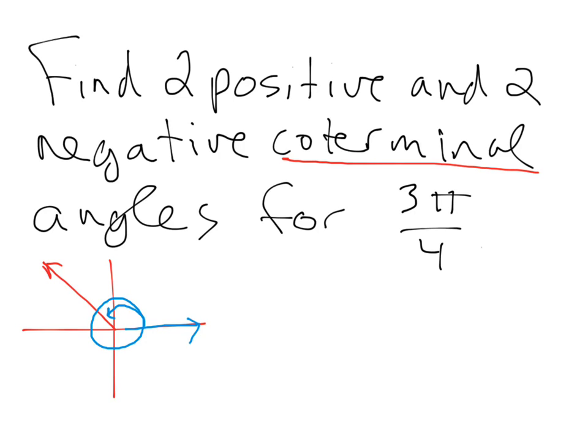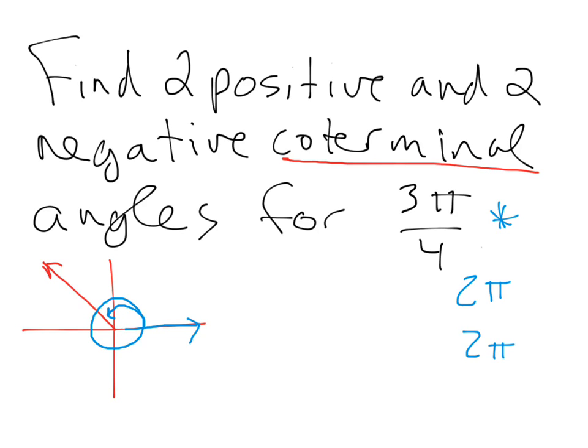So what we're doing is we're going to add an entire rotation around the circle. Now, because 3 pi over 4 is in radians, when we add the entire rotation of the circle, we're going to add 2 pi to 3 pi over 4. So adding 2 pi to 3 pi over 4 is going to be one rotation around the circle. If we add an additional copy around the circle, we're going to add an additional 2 pi, and so on and so forth. So to get as many positive coterminal angles as we would want, we would just keep adding copies of 2 pi.